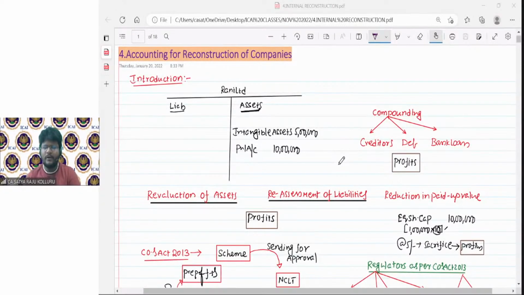But even though that is not enough to understand clearly what is the meaning of internal reconstruction, what are the various activities generally occurring in case of internal reconstruction, what are the Companies Act 2013 provisions dealing with internal reconstruction, which accounting treatment you need to adopt accordingly, what are the various journal entries we need to pass after completion of internal reconstruction, and how to prepare the financials. All such things we are going to discuss in this chapter.